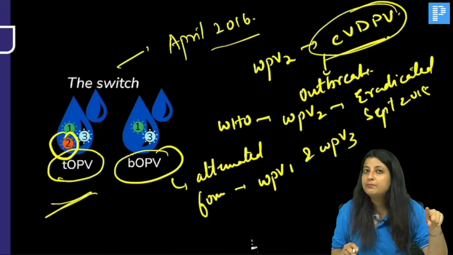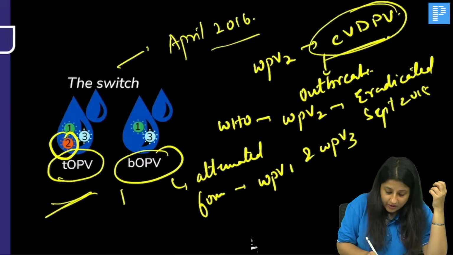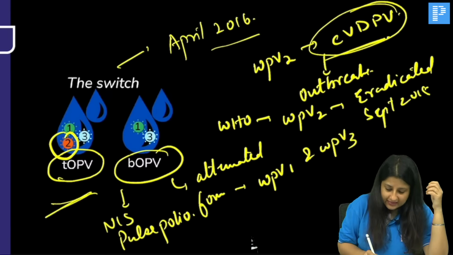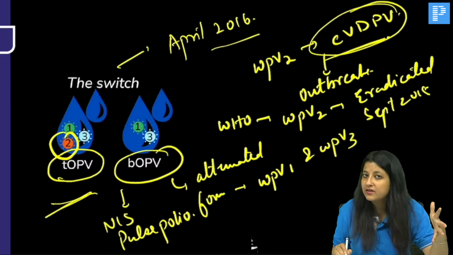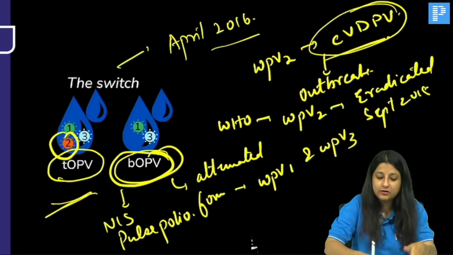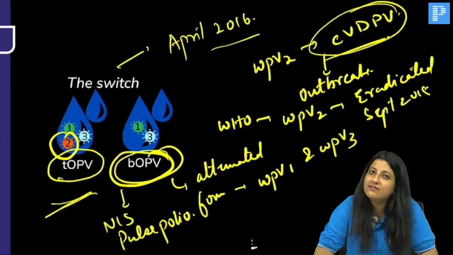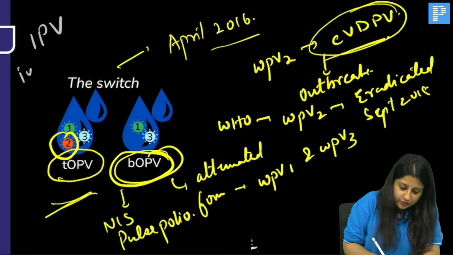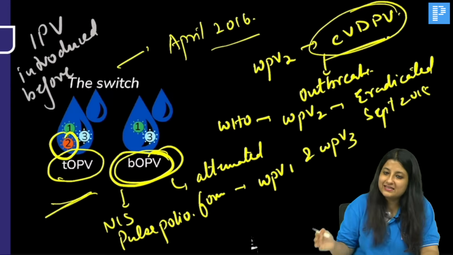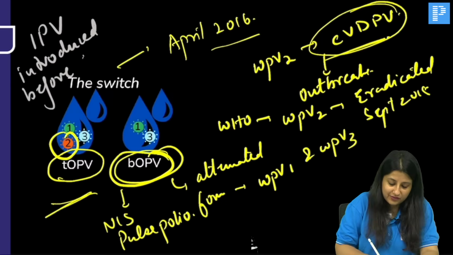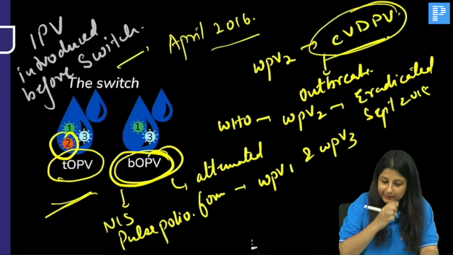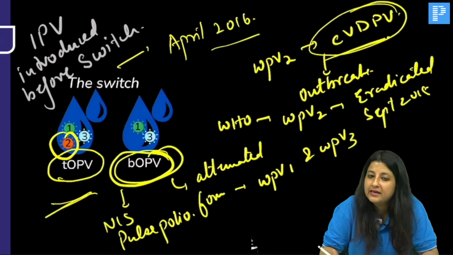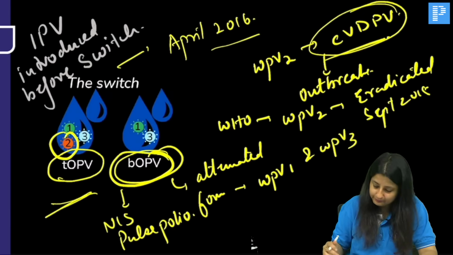All right, and you could be asked a question that in your NIS and in your pulse polio rounds, कौन सा vaccine का OPV का strain we are using? We are using the bivalent OPV. Nowhere we use the trivalent OPV. Also one more thing, IPV was introduced prior to switch. IPV introduced before switch guys. Switch 2016 में हुआ, IPV introduced in 2015 before switch, so that immunity against all the 3 strains could be maintained. Am I clear, everybody?